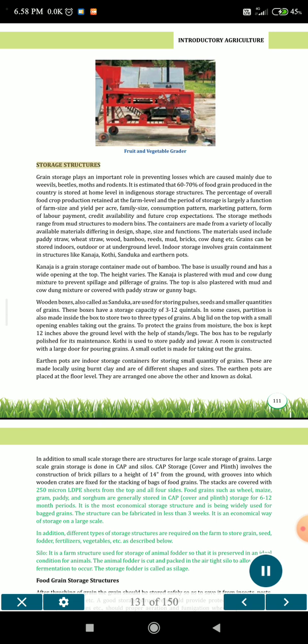Storage structures. Grain storage plays an important role in preventing losses which are caused mainly due to weevils, beetles, moths and rodents. It is estimated that 60 to 70% of food grain produced in the country is stored at home level in indigenous storage structures.